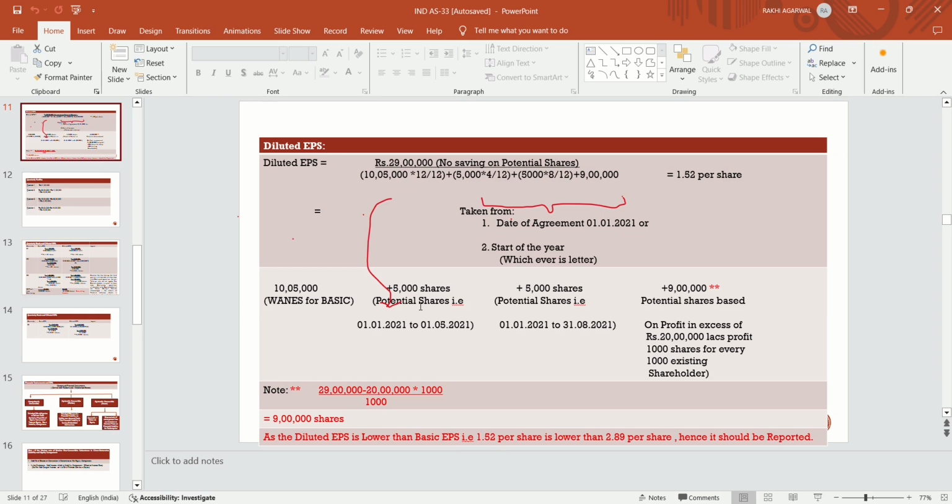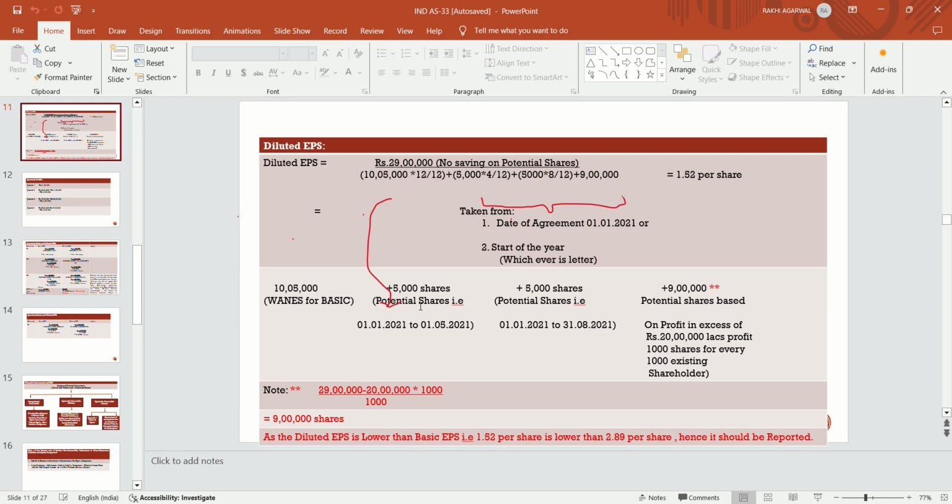So we will take the potential, they have a potential to convert. So 5,000, we will consider from the date of agreement or start of the year, whichever is later. So in this case both are the same, so we will consider from the beginning of the year, that is from 1st January 2021 to 1st May, that is the date when the retail site was opened, that is on 1st May 2021.